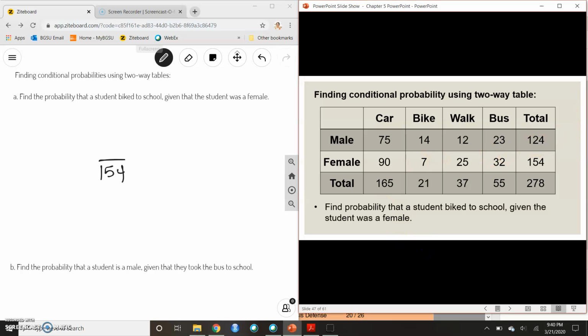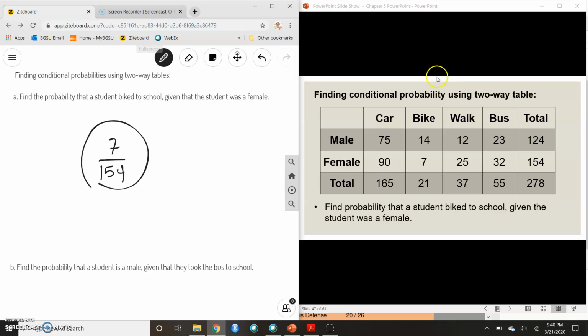And then after that, we're looking for the probability that a student biked to school given that they're a female. So we're looking at this rule specifically. And then we're looking at wherever biking intersects with female. And so bike and female intersect at 7. So here we know that out of the 154 female students, 7 of them biked to school. So 7 becomes our numerator. And that's our answer for part A right here. So the probability that a student biked to school, given that the student was a female, is 7 out of 154.